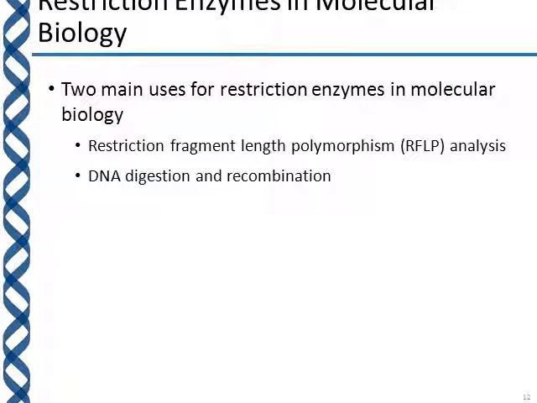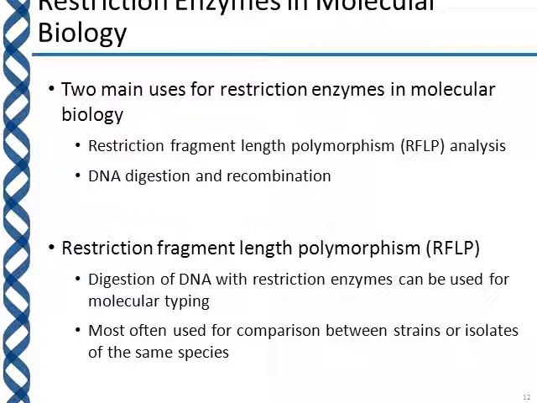There are two main uses for restriction enzymes in molecular biology. There is restriction fragment length polymorphism, or RFLP analysis, and DNA digestion and recombination. First, restriction fragment length polymorphism is the digestion of DNA with restriction enzymes that can be used for molecular typing. This is most often for the comparison between strains or isolates of the same species.